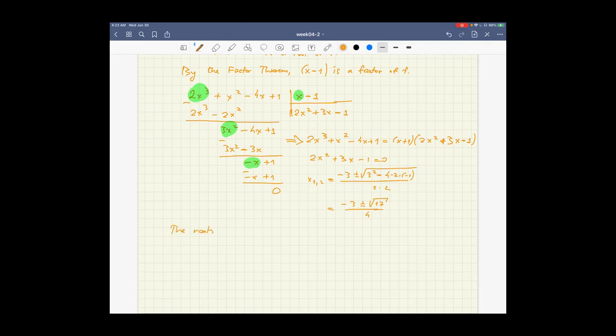So we can write the answer. The roots of f are 1, negative 3 minus square root of 17 over 4, and negative 3 plus square root of 17 over 4.